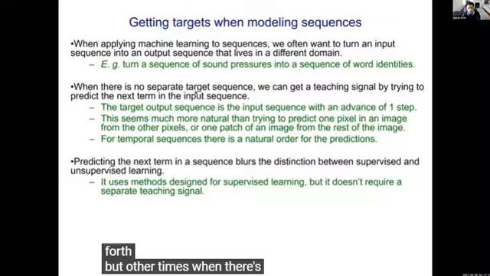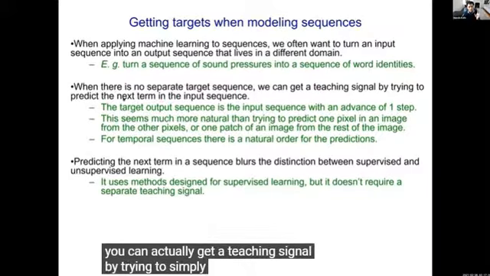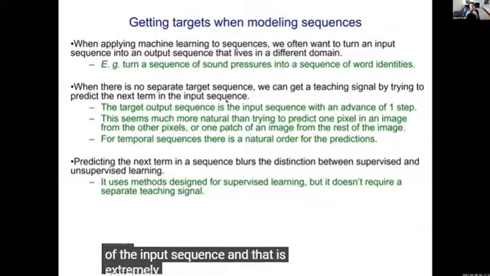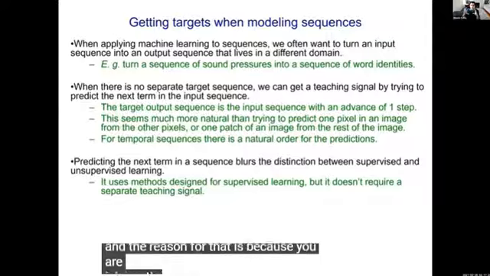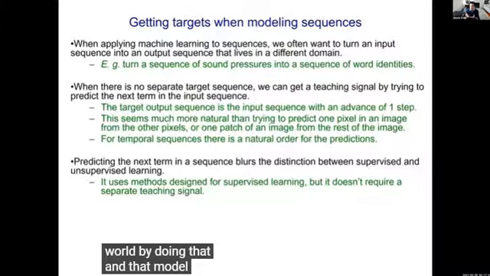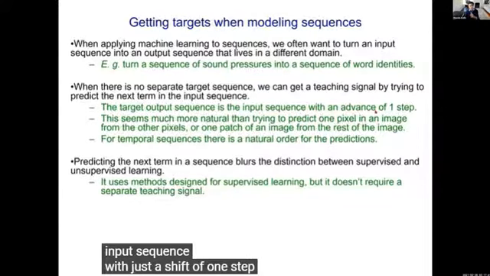But other times, when there's no separate target sequence, you can actually get a teaching signal by trying to simply predict the next term of the input sequence. And that is extremely powerful. And the reason for that is because you are inherently constructing a model of the world by doing that. And that model of the world has an infinite amount of training data. So the target output sequence is the input sequence with just a shift of one step.